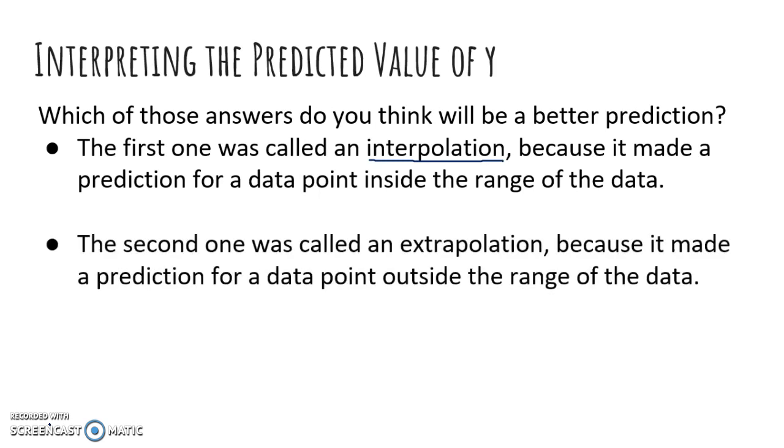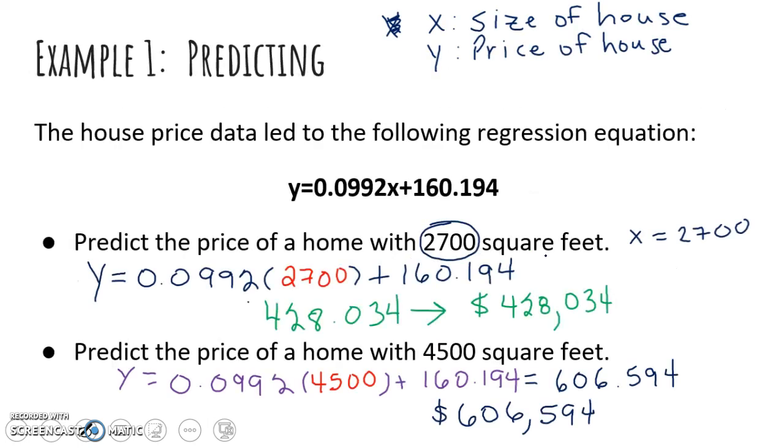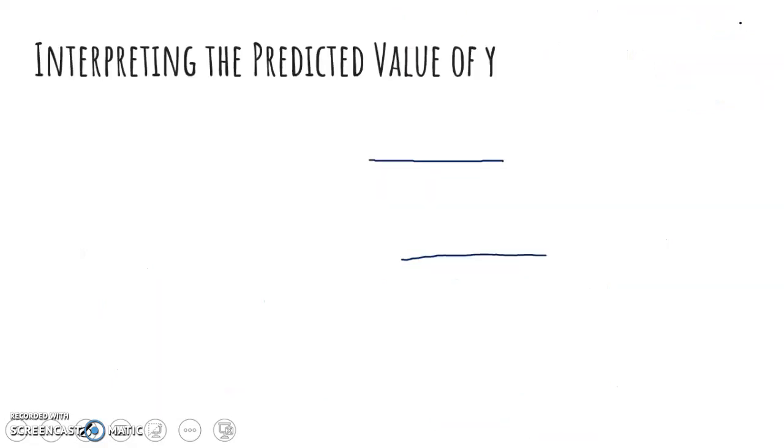The second one is called extrapolation, because it made a prediction for a data point outside the range of data. So this 4,500 was a bigger number than any of the other houses in the set of data that we were given. I think the highest, if I remember correctly, was 3198 or somewhere around there. That was the biggest house. So 4,500 is definitely outside of that.